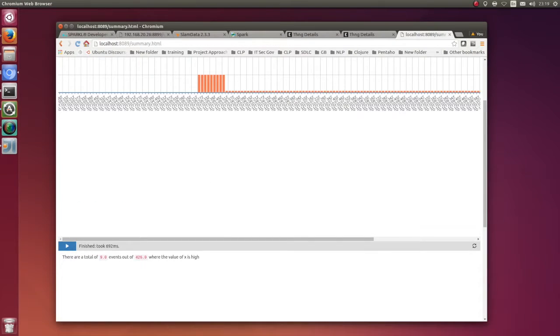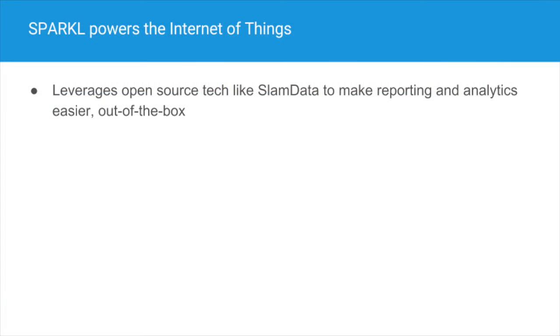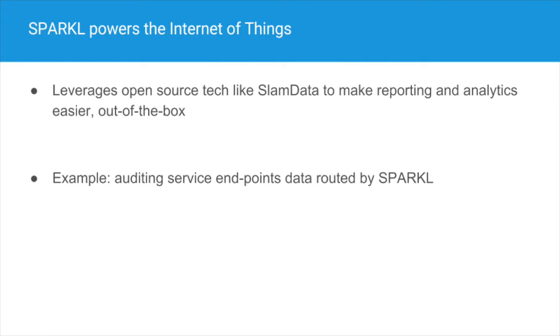Here we see quite distinctly the step changes in value, starting very low, corresponding to a green state, and then high for a red state, and then dropping off again to an orange state. SPARKL is rich in its integrations, and in the case of SLAM data, SPARKL leverages this open source technology to make SPARKL reporting and analytics easy to do out of the box. An example would be auditing the service endpoints to which data has been routed by SPARKL.